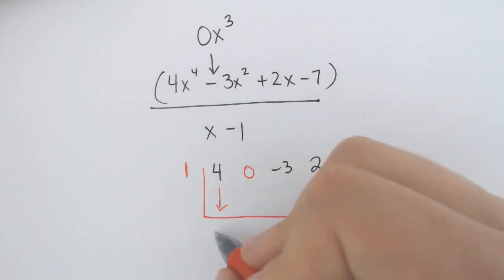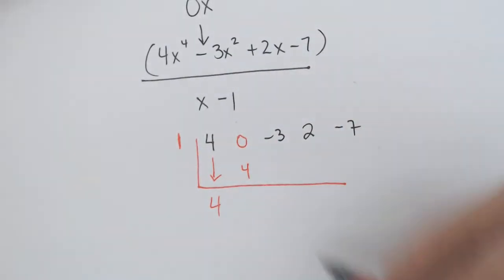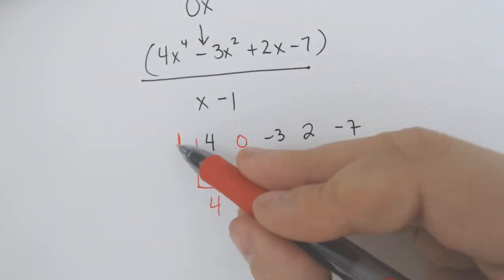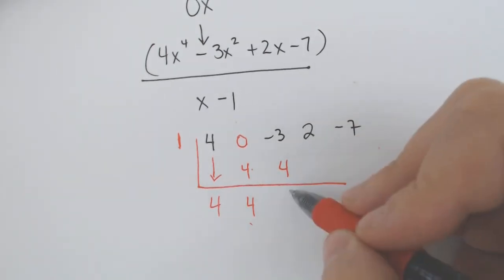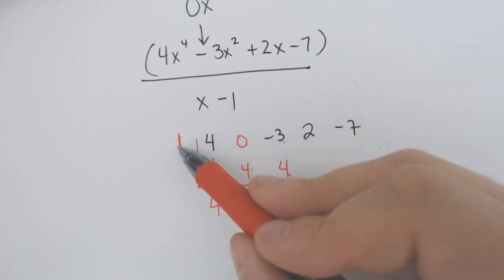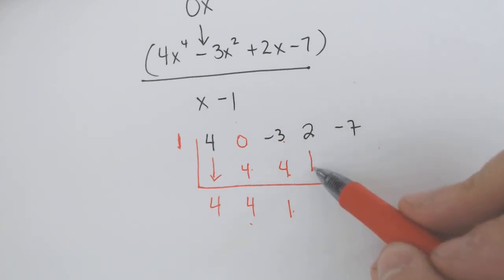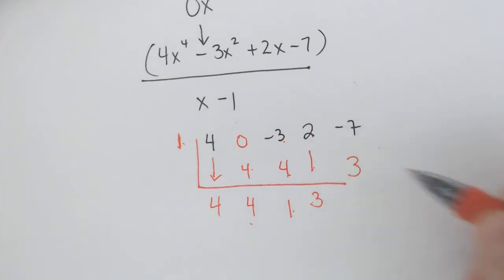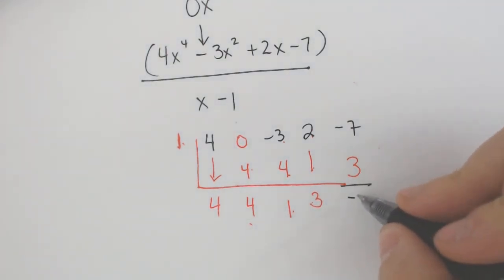Bring down the first number, 4. Multiply, 1 times 4, 4. Add, 0 plus 4, still 4. Multiply, 1 times 4, you get 4. Add, we're not getting 4, finally. Negative 3 plus 4 is 1. Multiply 1 times 1 to get 1, add 2 plus 1 to get 3, multiply 1 and 3 and you get 3 again. And then when you add straight down, negative 7 and 3 makes negative 4.